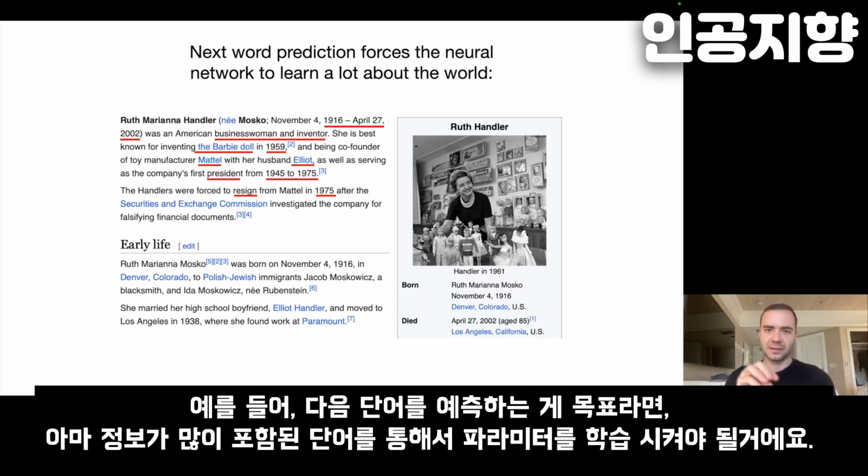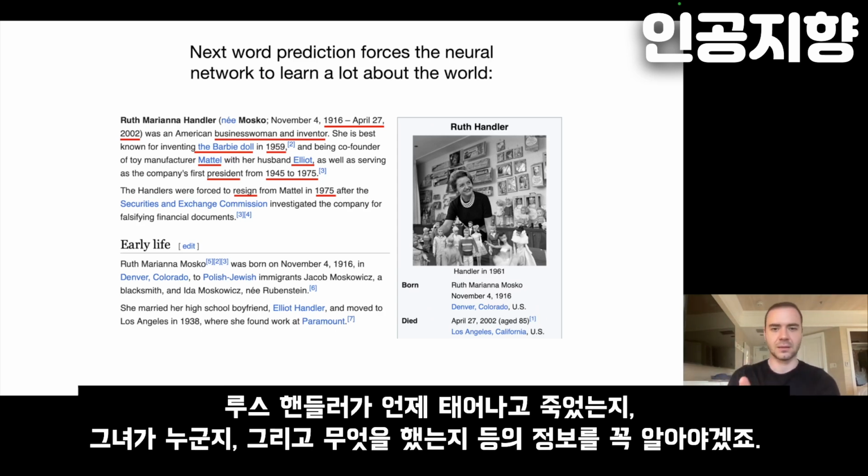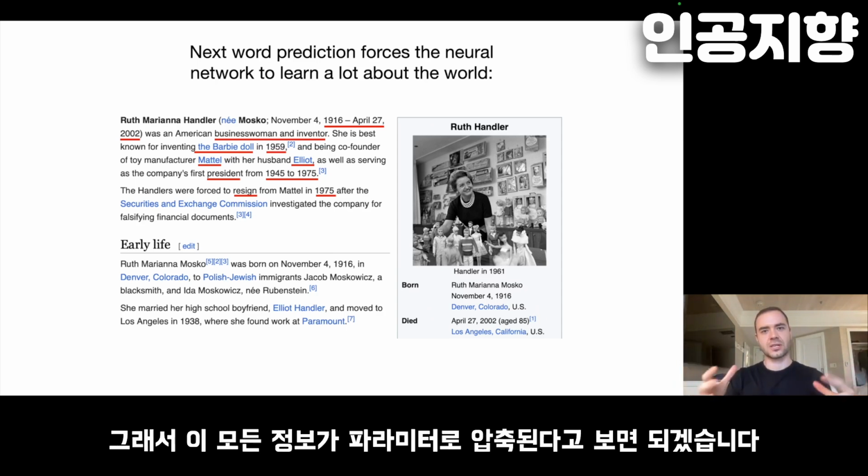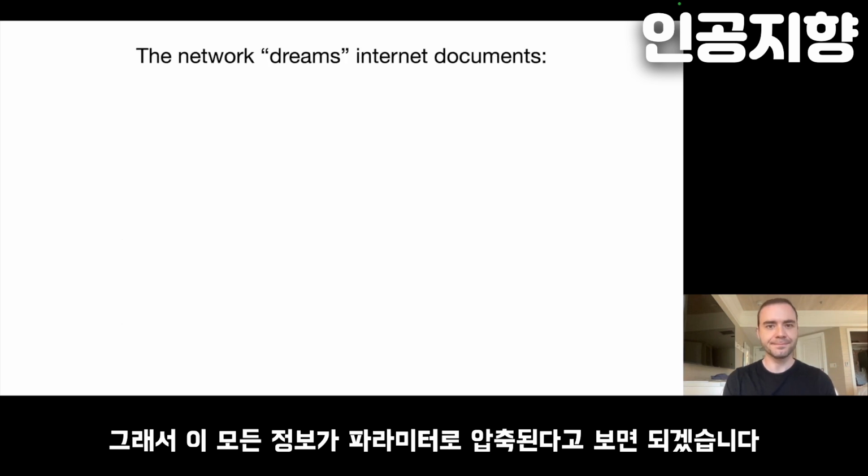If your objective is to predict the next word, presumably your parameters have to learn a lot of this knowledge. You have to know about Ruth Handler and when she was born and when she died, who she was, what she's done, and so on. And so in the task of next word prediction, you're learning a ton about the world, and all this knowledge is being compressed into the weights, the parameters.